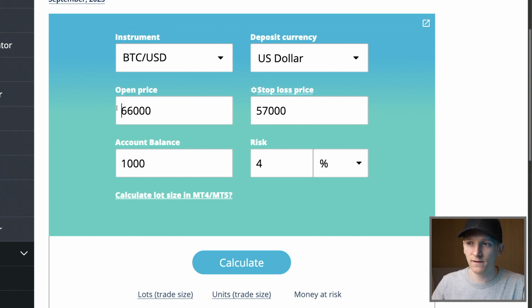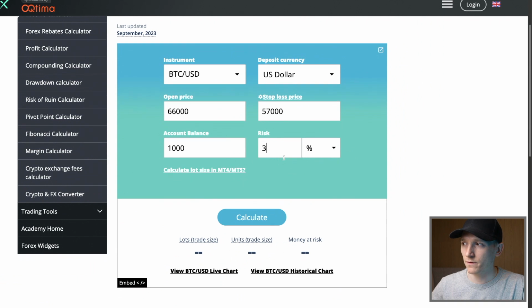So my open price is 66, which is the current market price. My stop loss was 57, and my account balance, whatever you want it. And I'm going to risk 3% of the portfolio. You'll see online, most traders will say risk 1 to 3% of the portfolio. It's up to you. If you want to risk a bit more, go ahead. If you don't want to risk as much, it's up to you. But most trades 1 to 3%, which is fine if you want to go ahead and do that.